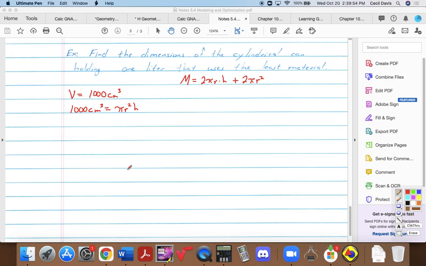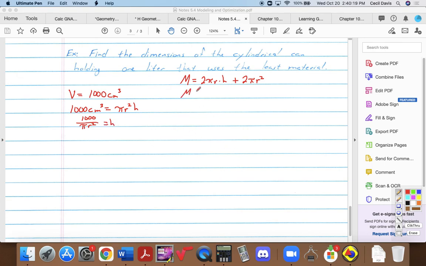I would get h by itself, partly because of the square root you would have to do to get r by itself. And then you would also have to substitute that in two different places over here. That's hard. So I would do 1,000 over pi r squared is the height.